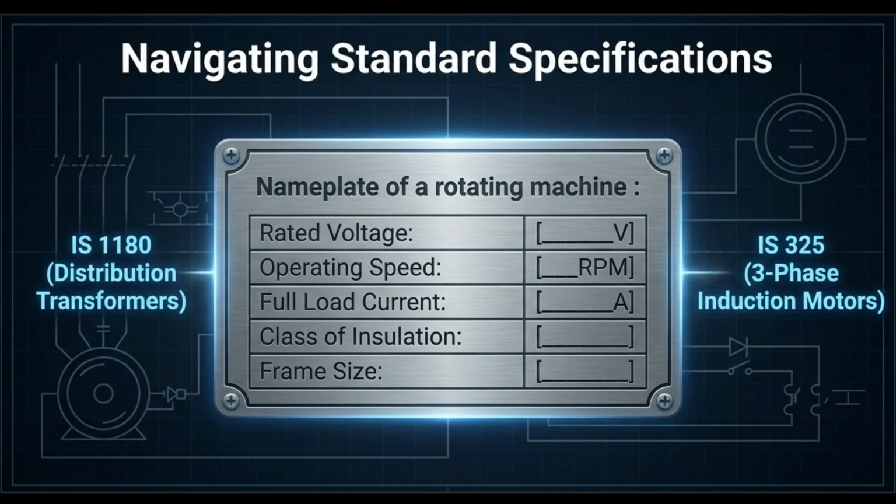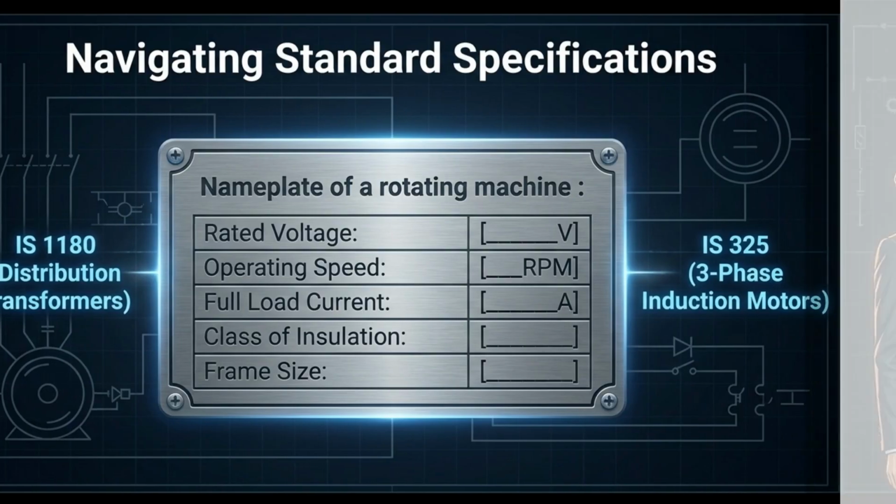Design begins by navigating standard specifications, which define critical nameplate data like rated voltage, operating speed, and insulation class. These standards, such as IS 1180 and IS 325, are crucial for ensuring machine compliance and performance.